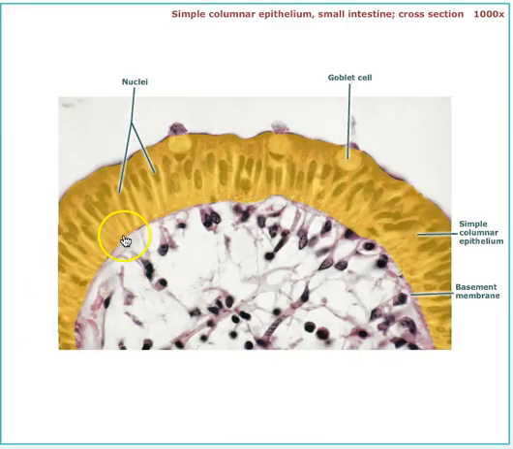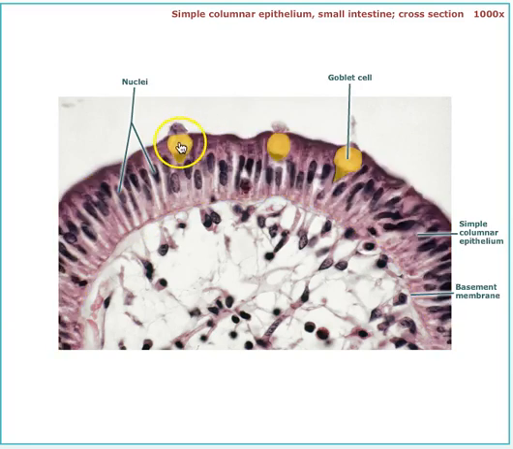Here we see more of the simple columnar, that elongated nucleus. You see a lot more of the cytoplasm around the cell, and those are a few more goblet cells, and again their job is mucus secretion.